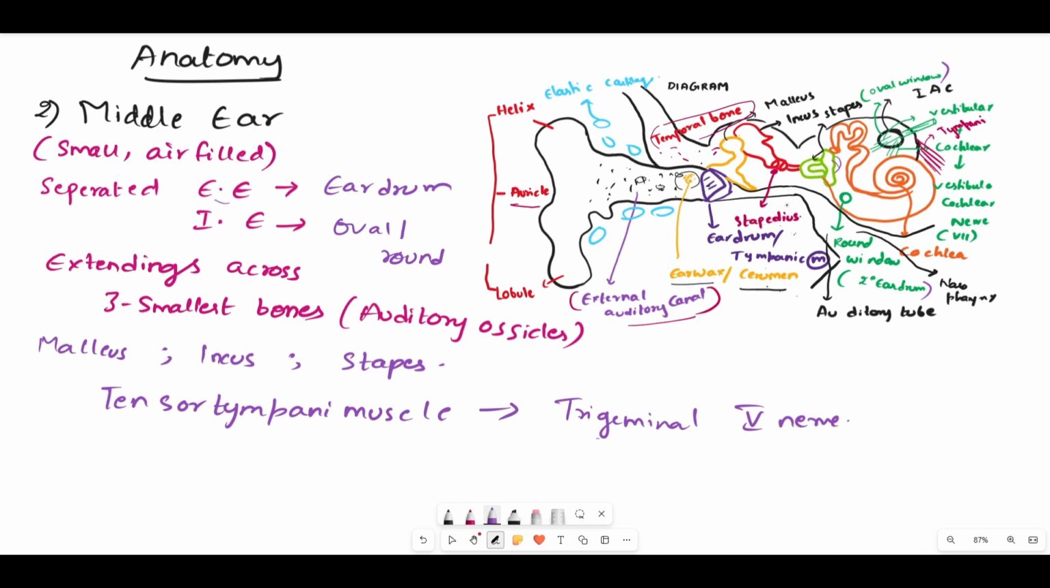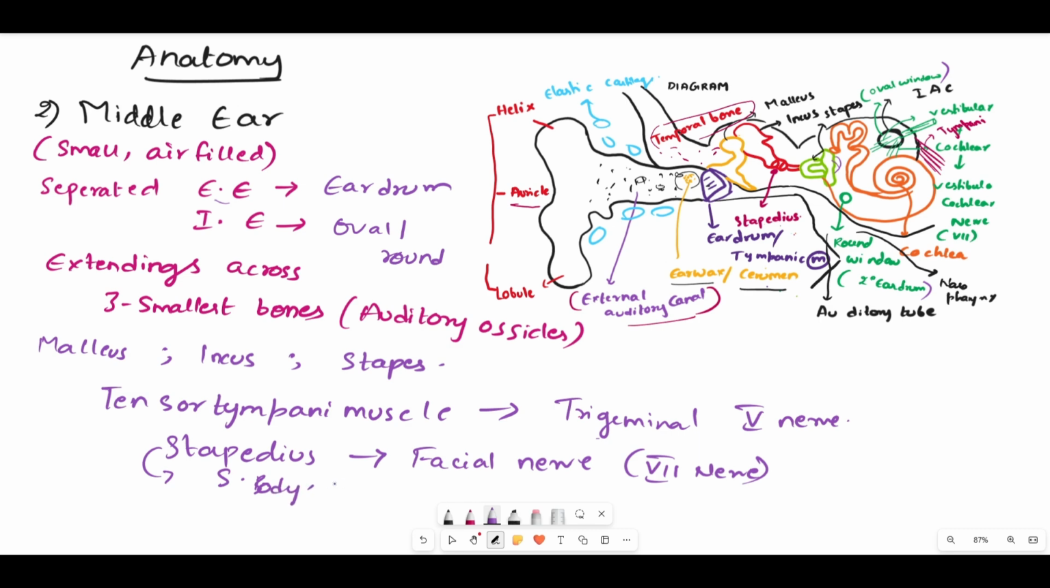And next, there is one more muscle called the stapedius muscle. You can see the stapedius muscle in the diagram. This has a connection with the facial nerve, which is the seventh cranial nerve. And the stapedius muscle is one of the smallest skeletal muscles in the body. The smallest skeletal muscle in the body is the stapedius muscle, and the smallest bone in the body is the stapes bone. Clear?